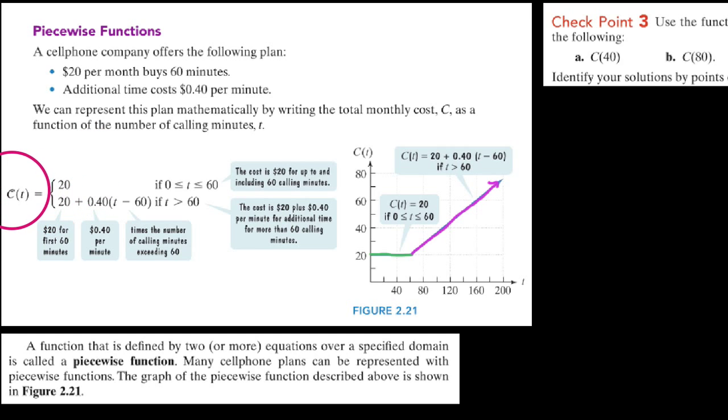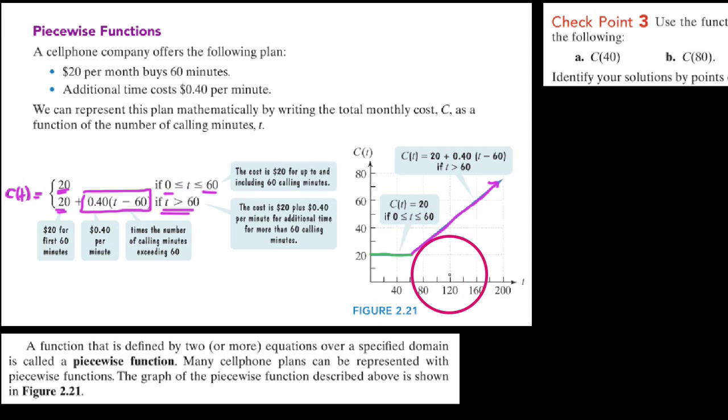Because it can be represented by this cost function as a function of time over here, where we would say that it follows different rules given different intervals of the domain. So basically, we could say our cost as a function of time at first is equal to just $20 if we're on the interval of our domain from 0 out to 60, including 60. And then after that, for all t values greater than 60, it's the initial $20 plus 40 cents per minute times the number of minutes over 60.